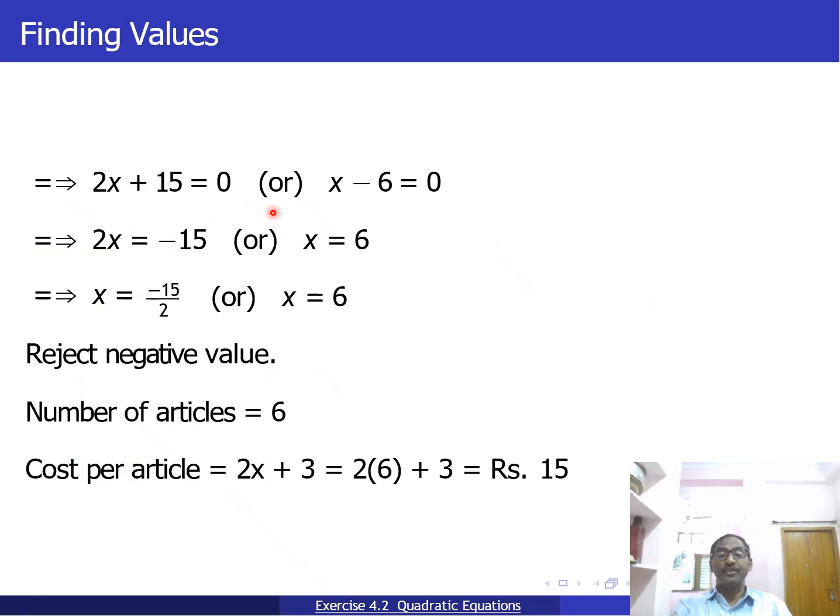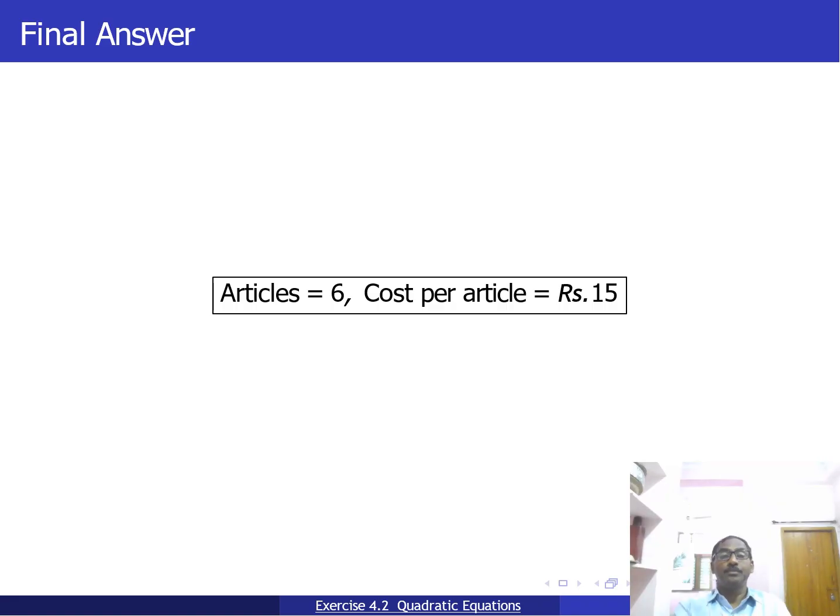This implies 2x plus 15 equal to 0 or x minus 6 equal to 0. This implies 2x equal to minus 15, x equal to 6. This implies x equal to minus 15 by 2, x equal to 6. So reject the negative value, number of articles equal to 6, cost per article 2x plus 3, that is 2 times 6 plus 3, that is 15 rupees. So number of articles 6, cost per article 15 rupees.